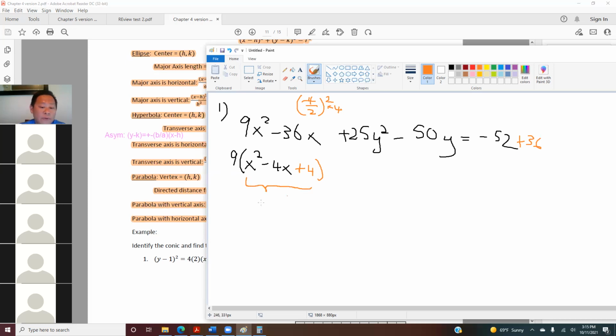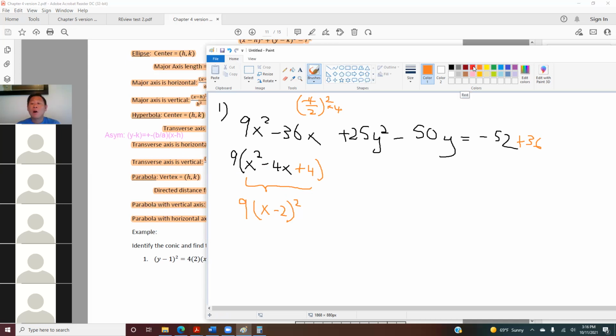And this can be factored. Your factor in this case will be x minus 2 squared. The minus comes from this negative, and the 2 comes from the 4. We still have a 9 in front. So this is how we do the x part.